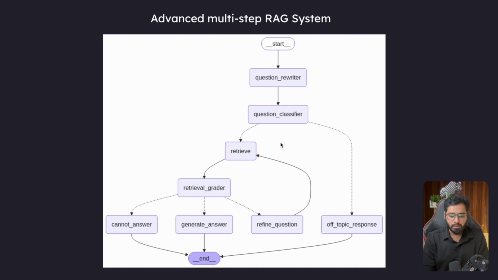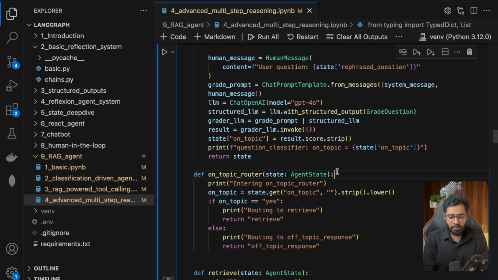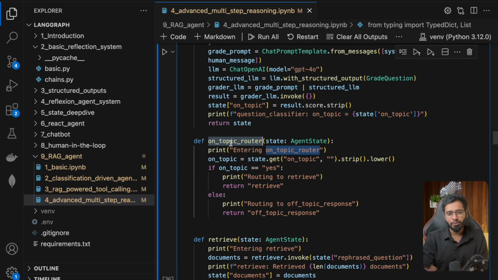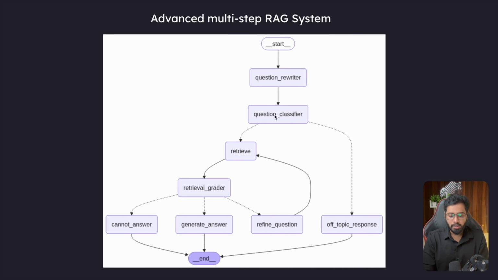So coming back to the diagram, if it is no, in that case it is not on topic, and it's going to go to this particular node, or else it's coming here. So we need some sort of router, right? That router can direct the flow of the graph. That is exactly what we have right here: the on-off topic router. We're entering this, and we're just going to take that on topic. If it is yes, we have to route to the retrieve node, or else we have to route to the off topic response. So we have to go to the retrieve node or the off topic response.